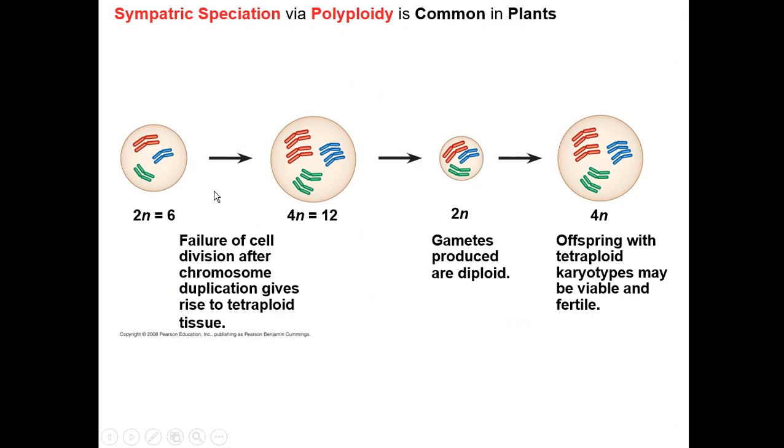So, kung makikita nyo, the normal number of a diploid cell, for example, is 2n, kaya nga siya diploid, equals 6. During cell division, okay, it failed to separate. So, since kailangan niya ng 3 and 3, instead of that, naging 4n na siya. Okay? 4n since it doubles. Naging 12. Okay? So, yan. Gametes produced are diploid. Okay? So, 2n, diploid. Offspring with tetraploid karyotypes may be viable and fertile. So, that's for tetraploid.